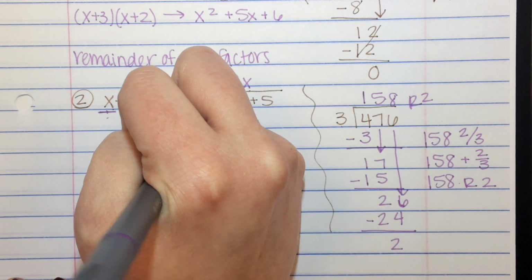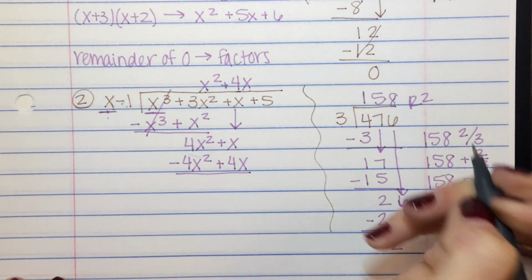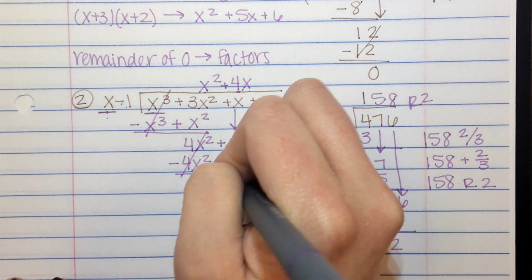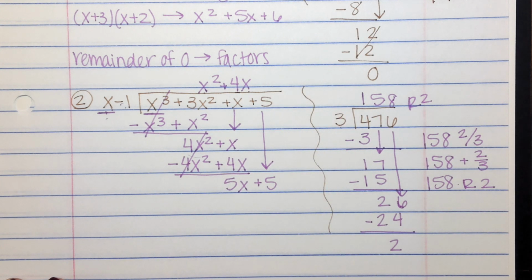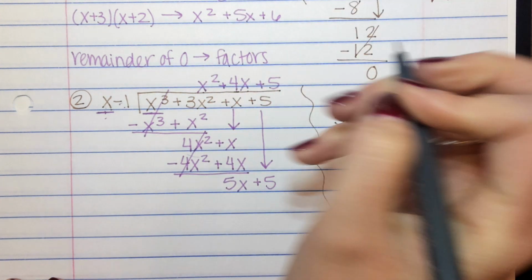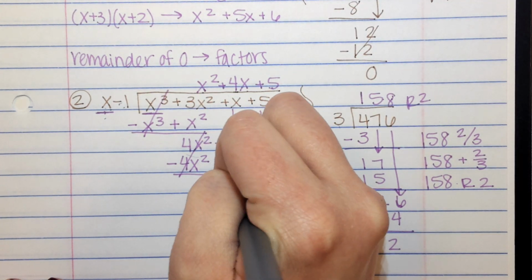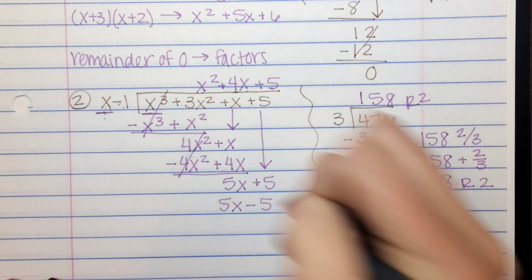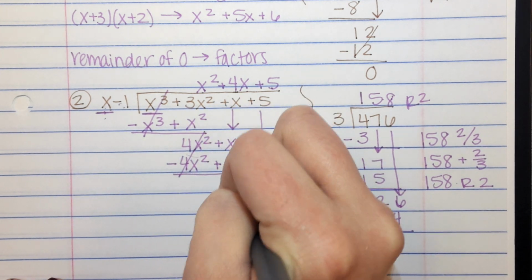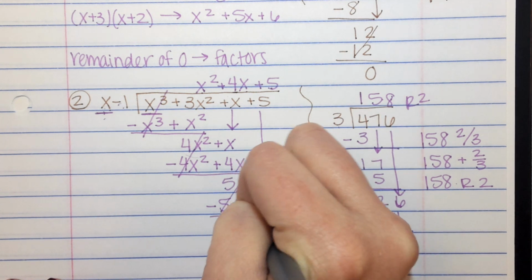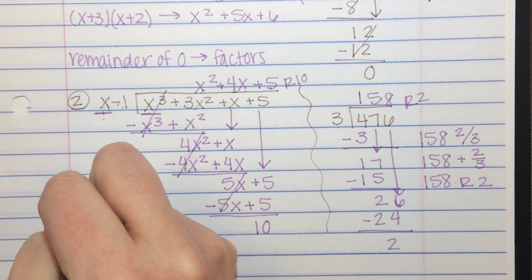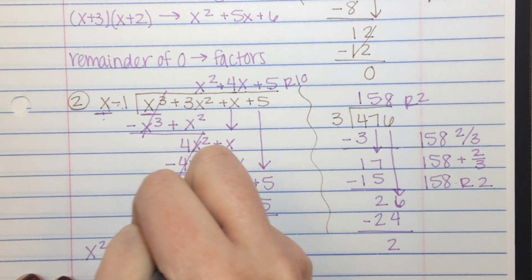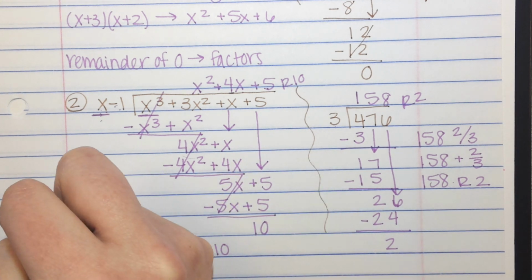Change the signs, so opposite, opposite. Combine. Those cancel. x and 4x is 5x. Bring down that last term. x times what gives me 5x? 5. 5 times x is 5x. 5 times -1 is -5. Change the signs. 5 plus 5 is 10. So we have remainder 10. So our answer is x squared plus 4x plus 5, remainder 10.